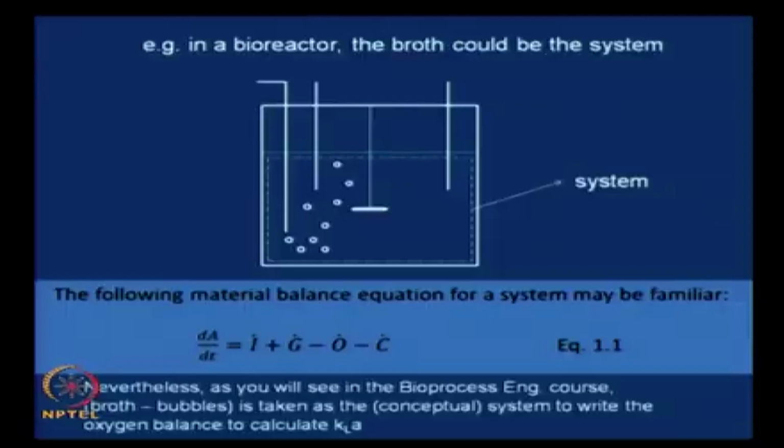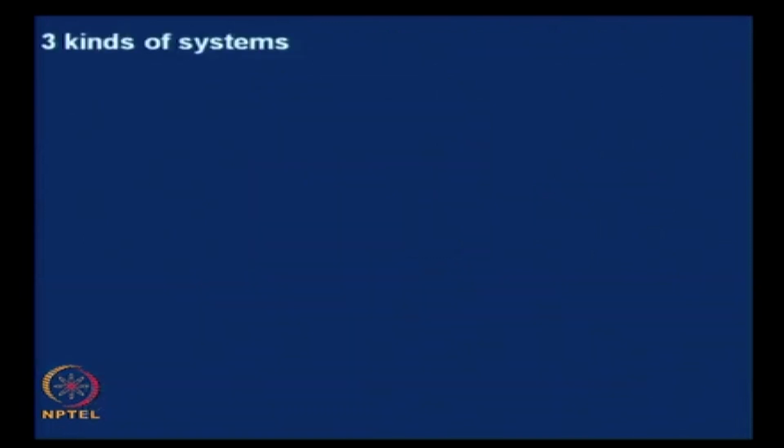This becomes essential for easy analysis of the system towards calculation of something called the volumetric mass transfer coefficient, or the KLA. Essentially we write an oxygen balance around that particular system consisting of broth minus the bubbles, and that gives us the KLA. So the choice of system becomes very crucial, and an effective choice of system, as you would know, comes through practice.